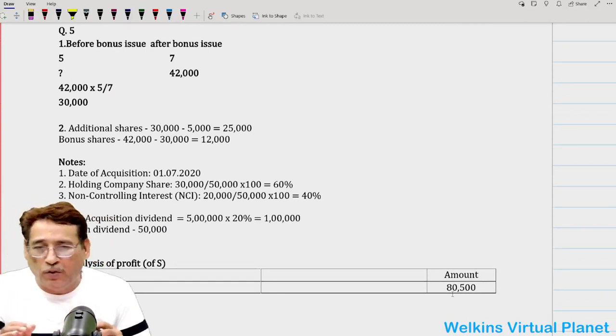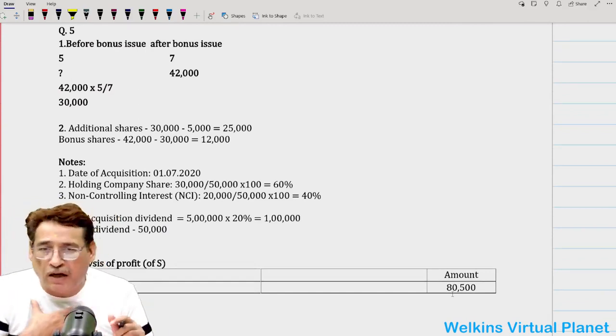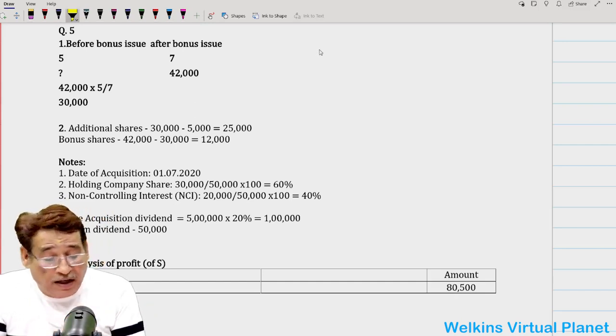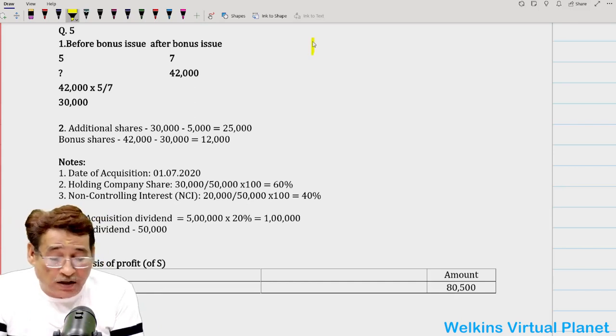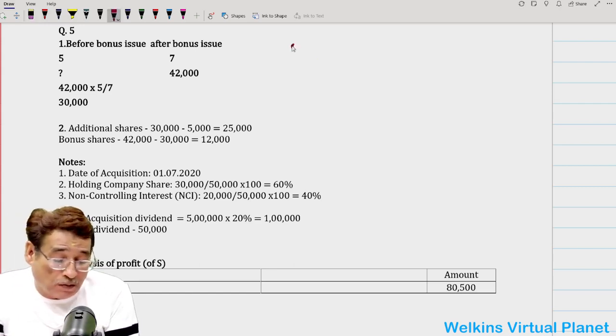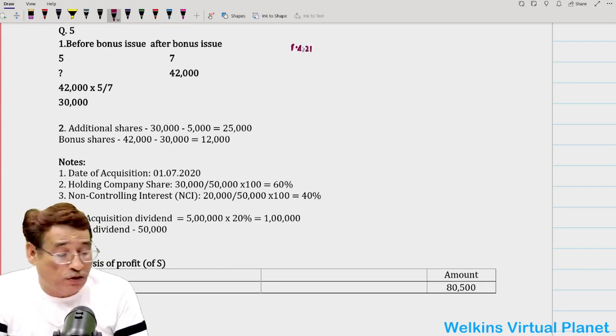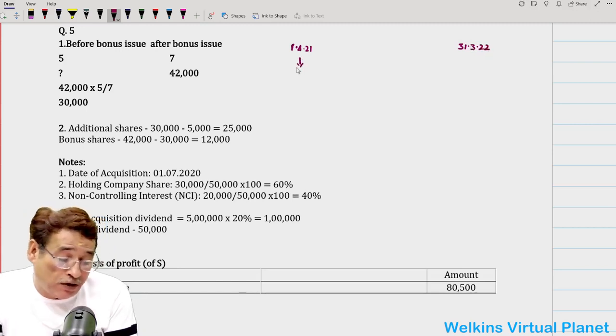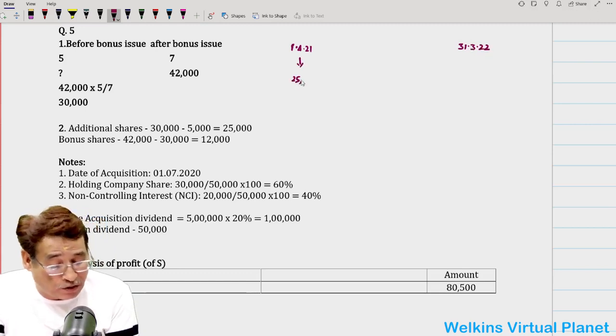Because it is given to us that at the end of the year, we are having 42,000 shares. And I also told you that my accounting year in this particular case is starting from 1/4/2021, and it is ending on 31/3/2022. We are also given that on this date, we are having 25,000 shares.